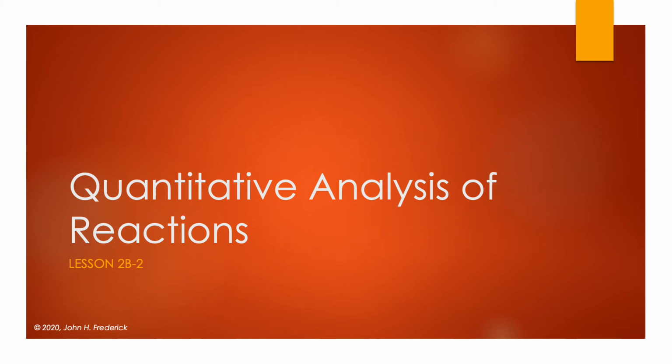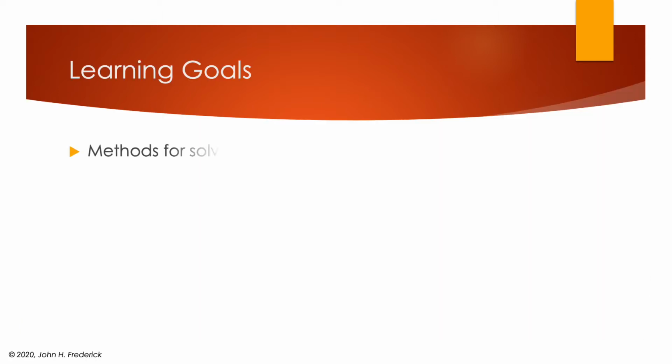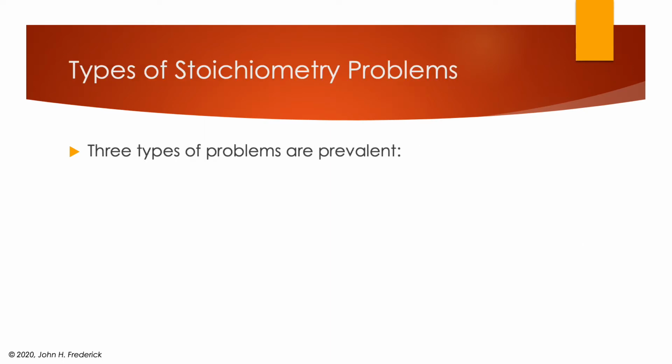In this video, we're going to cover the heart of this unit, this module, and talk about the quantitative analysis of reactions. We're basically going to talk about the three basic types of stoichiometry problems that you're likely to face in this class or any other chemistry class, and hopefully by the end of this you'll have a clear idea of how to approach those problems. So our learning goal is to develop methods for solving stoichiometry problems.